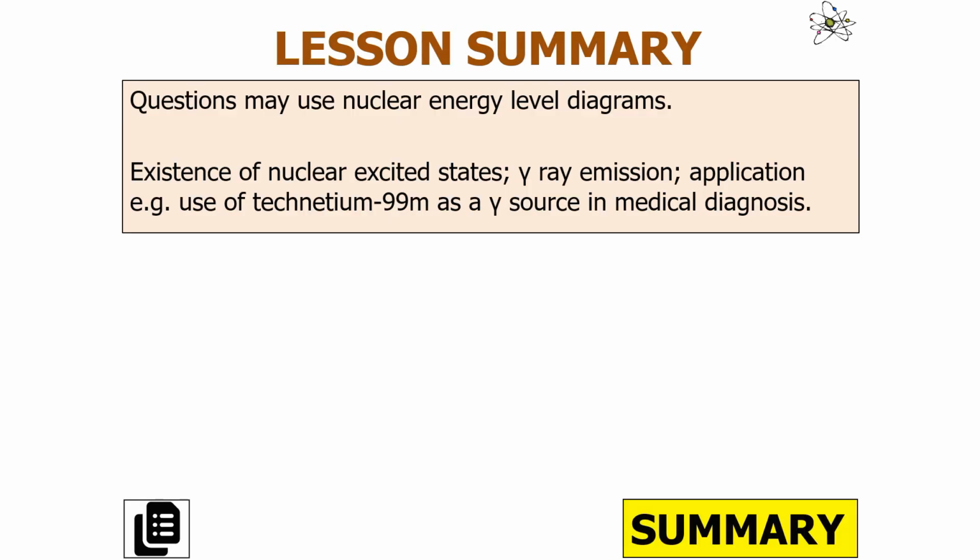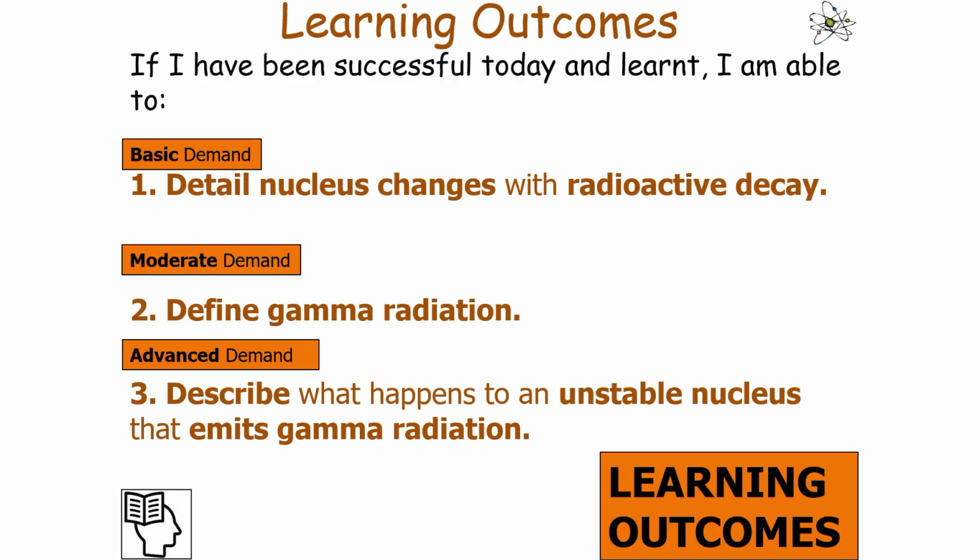So what have we looked at in this particular lesson? We've looked at questions that may use nuclear energy level diagrams. We've looked at the existence of nuclear excited states, including gamma ray emissions and applications of this, such as the use of technetium as a gamma source in medical diagnoses. So if we've been successful, we've learnt in today's lesson to be able to detail how nuclei change with radioactive decay, define what gamma radiation is, and then describe what happens to an unstable nucleus that emits gamma radiation.